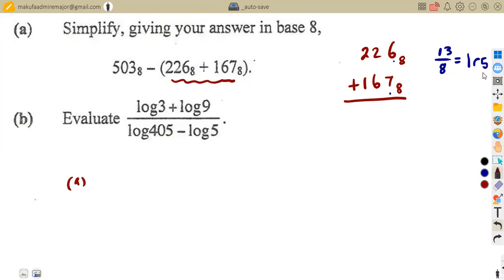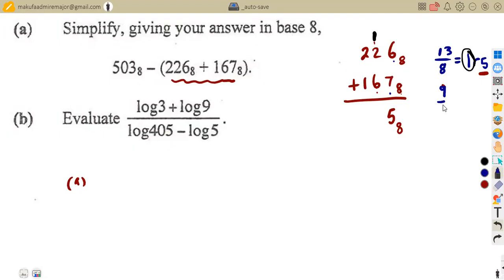So the remainder, this one, is the one that you're going to write on your final answer in base of what? In base 8. So what is going to happen with this one? We are going to carry it to the next term. What that means, we are going to add 1 plus 2, which is 3, plus 6, which is 9. 9 is also more than the base, so you divide by the base.